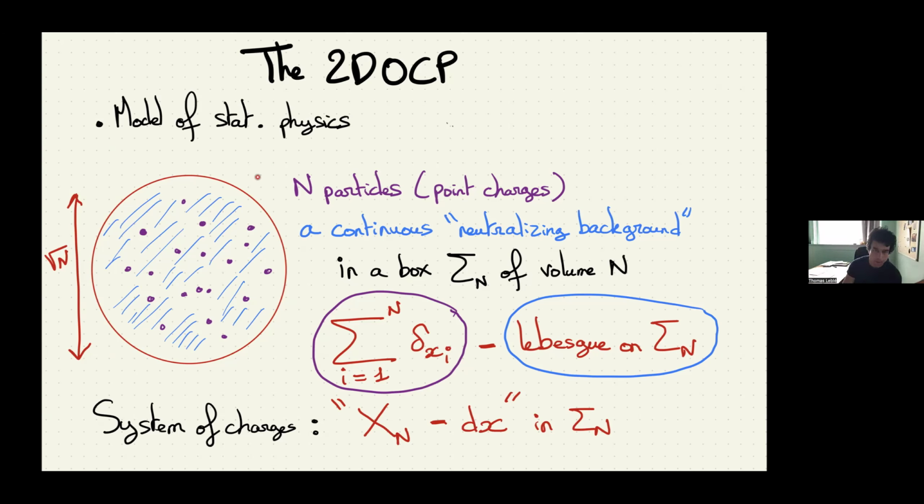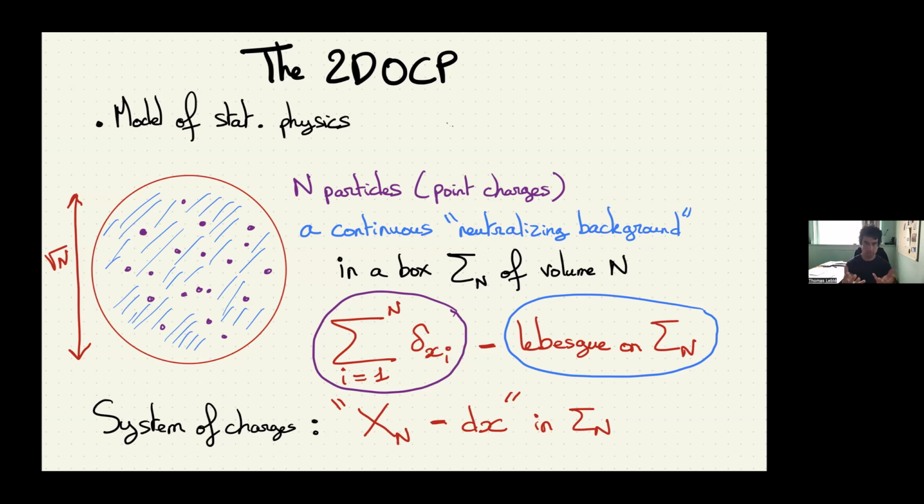And in that box, you also place what the physicists call a continuous neutralizing background, which is just a constant density of charges with the opposite sign. So if the purple things have +1 charge, the blue thing has a density -1. And so you end up with a system which is made of two parts. You have the positive part, which are the point charges, and then you have the Lebesgue measure on the box, which has the opposite sign. Overall, it's a neutral system.